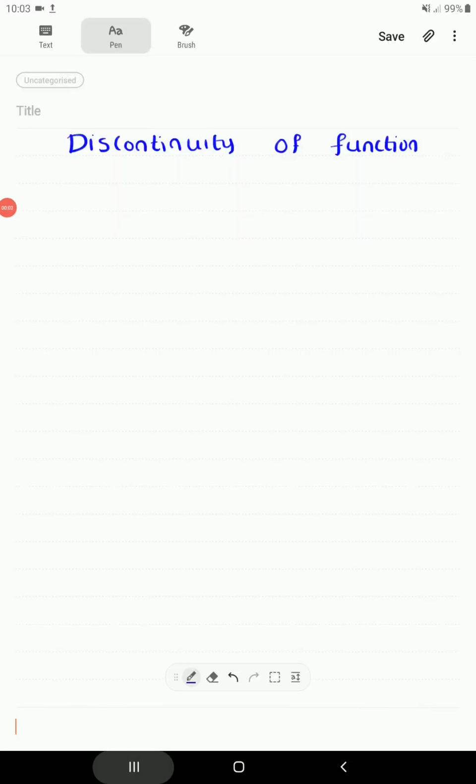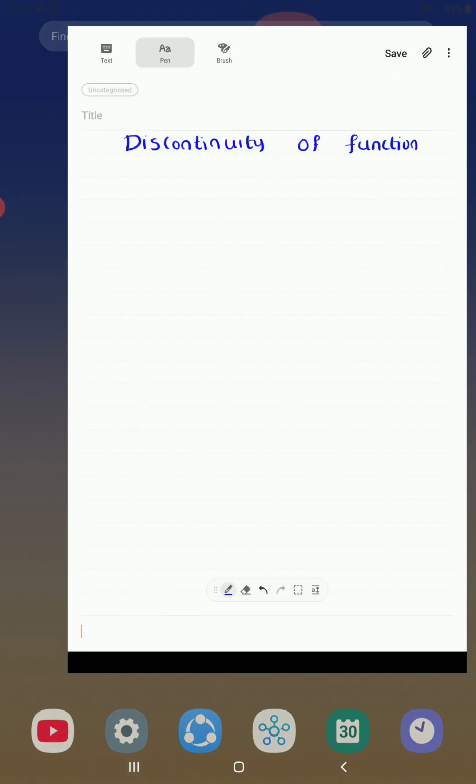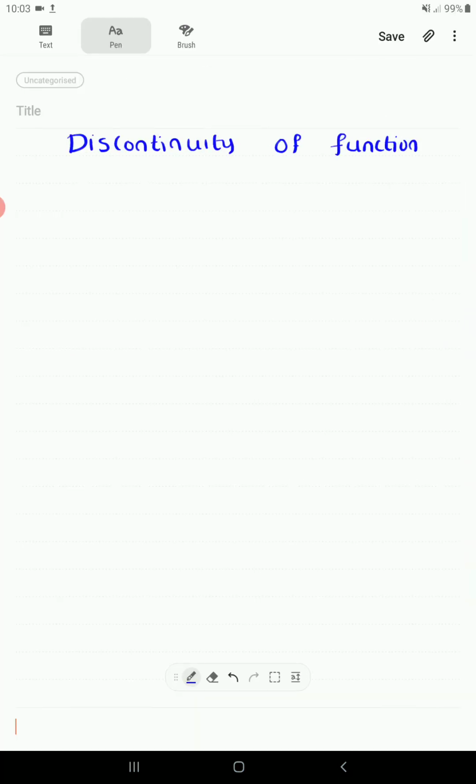Today we are going to discuss the discontinuity of a function. So what is the discontinuity of a function? What are the types? Let us understand in this particular video.